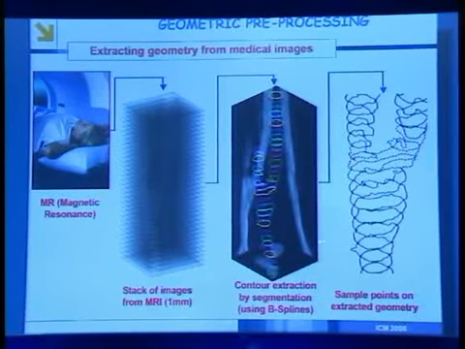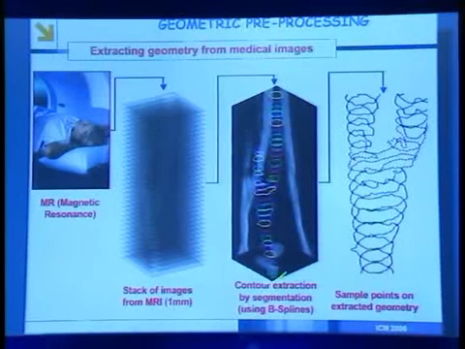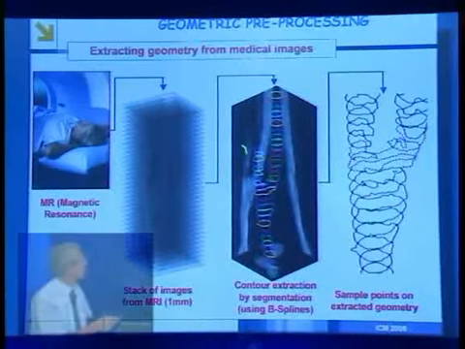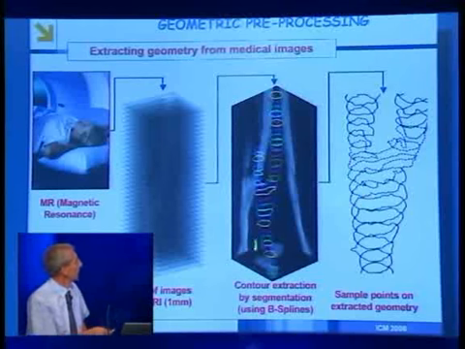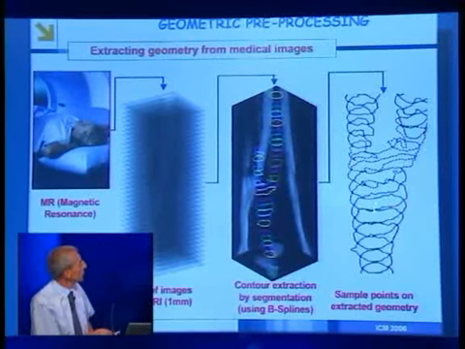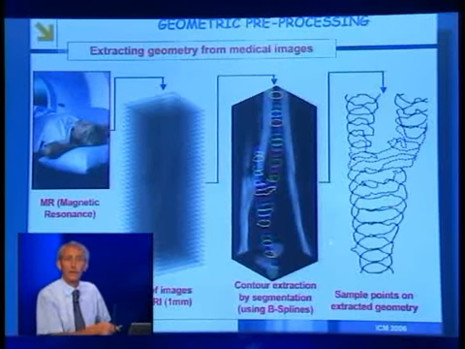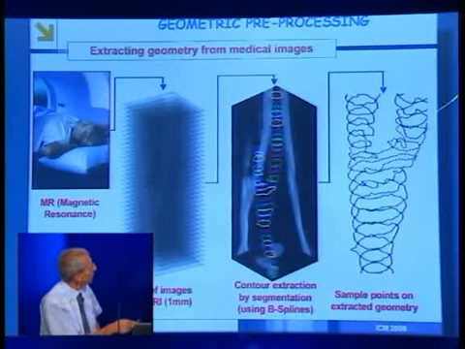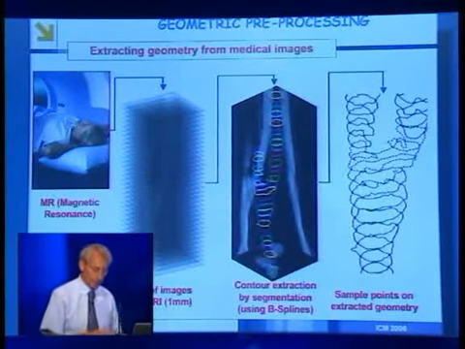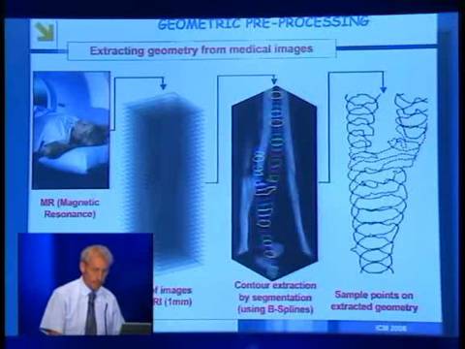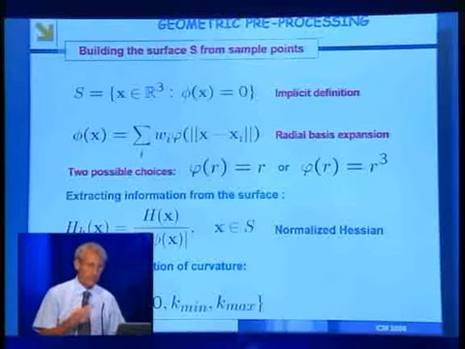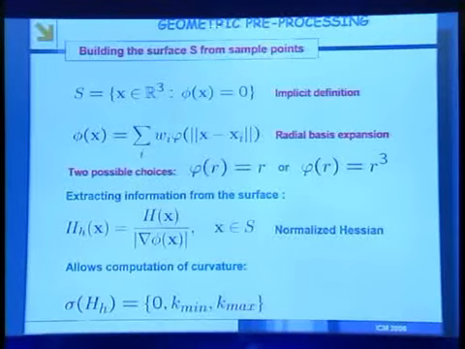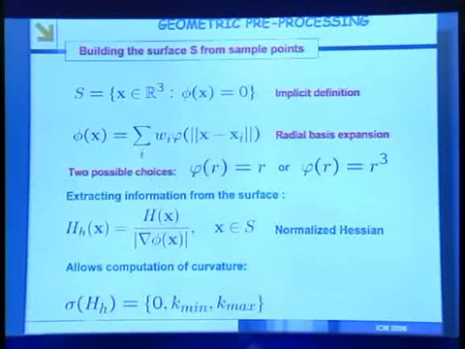So you can do it in many different ways. You have to extract contours by segmentation, and in our case, you use B-splines to generate these little curves, say. Then you have to sample these curves by points, and these are very critical. So you have to end up with a sequence of points sitting on two-dimensional curves before generating the grid.